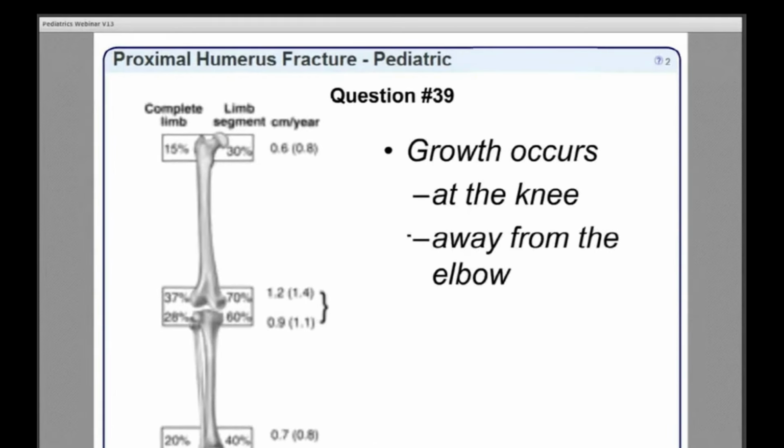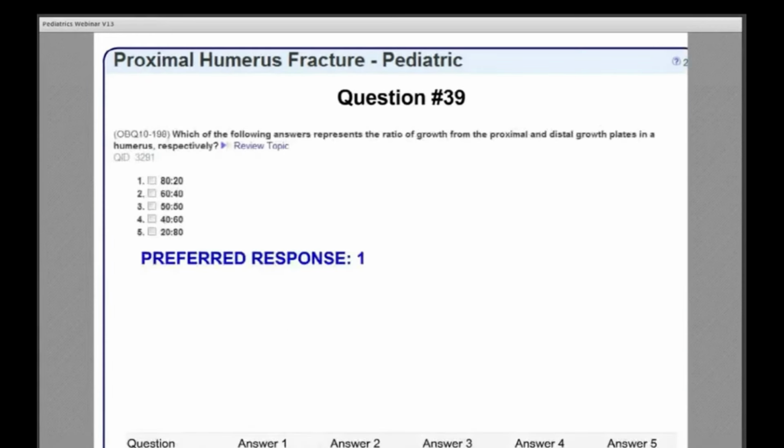For the lower limb, in general, remember that growth occurs at the knee, and remember for the upper limb that growth occurs away from the elbow. Therefore, knowledge of the humerus growth pattern allows you to select number 1, 80:20, and the majority of you were able to get this correct.